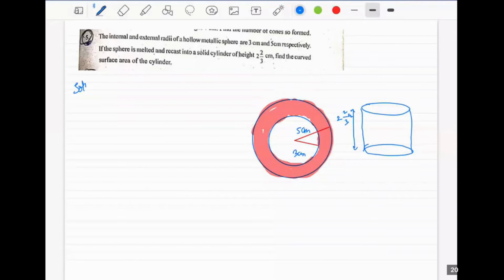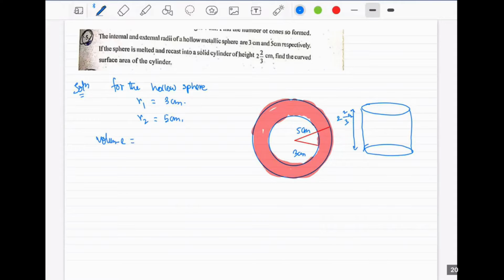So solution, let's write down for the hollow sphere. For the hollow sphere, what is the internal radius? Internal radius, I am writing it as R1. R1 is 3 centimeter. And external radius is how much? It is 5 centimeter.